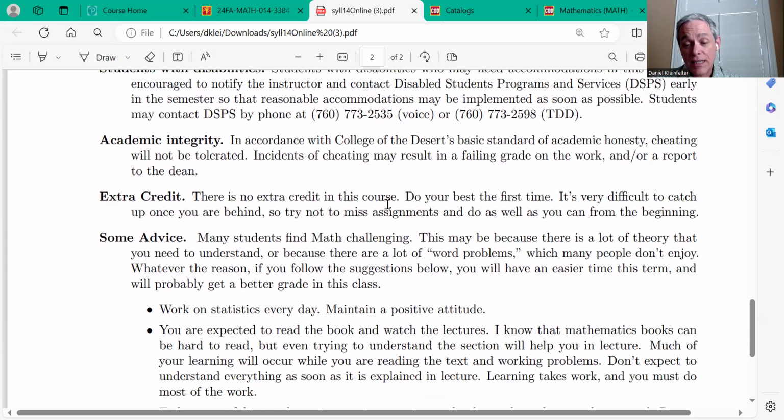Academic integrity, basically don't cheat in the class. There's no extra credit in the class. We talked about that. Do your best the first time. It's very tough to catch up once you are behind. That's true in a lot of classes, especially in math and also in this class.